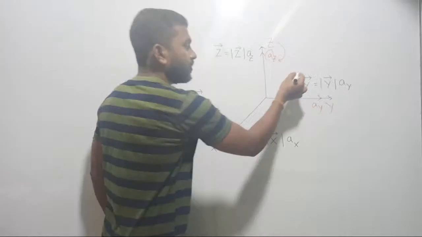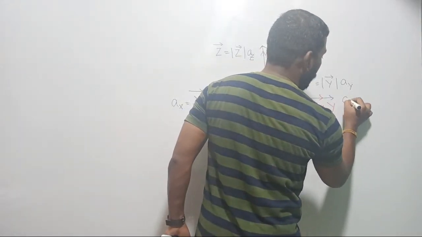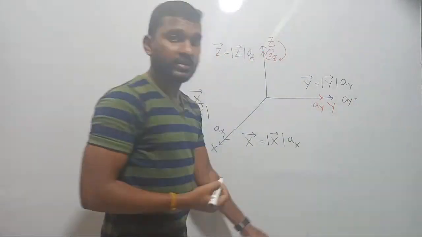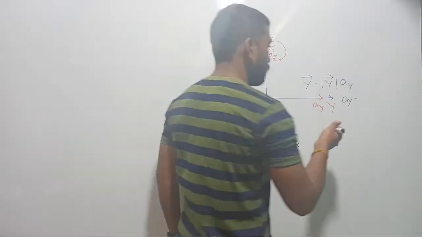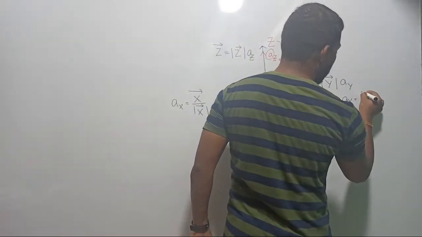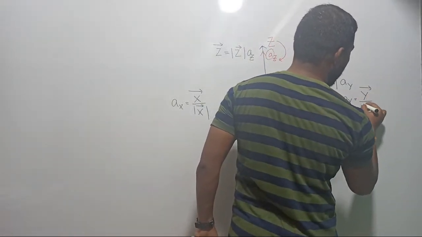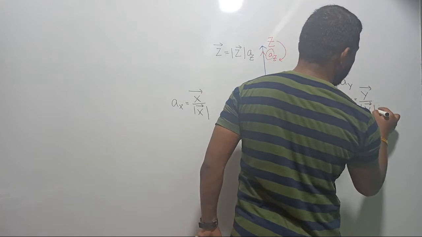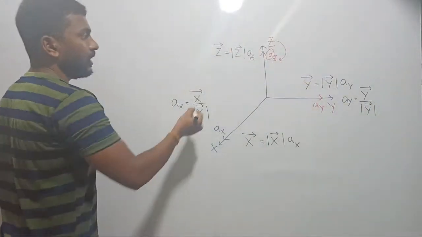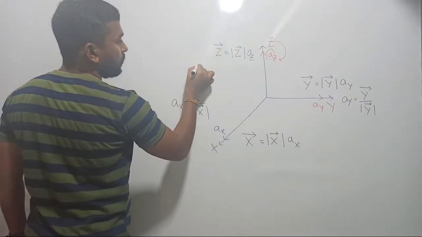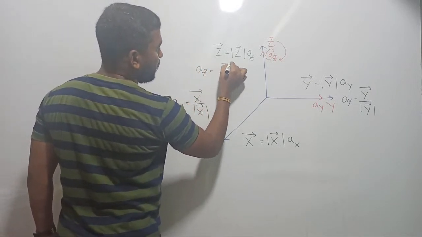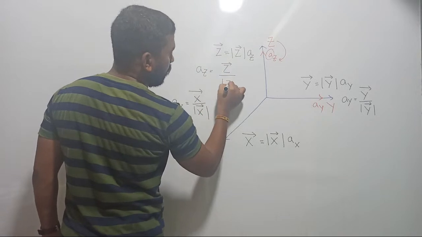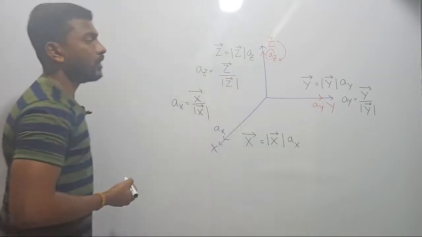Similarly, how will you define ay? Is this portion visible to you all? Yes, that is visible. Fine. So ay is equal to y vector upon mod of y. Exactly. Similarly, let us consider the z vector. az is equal to z vector upon mod of z vector. I hope you are getting me.